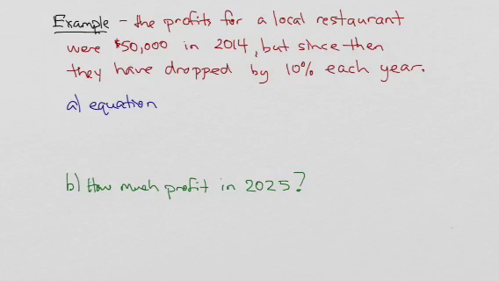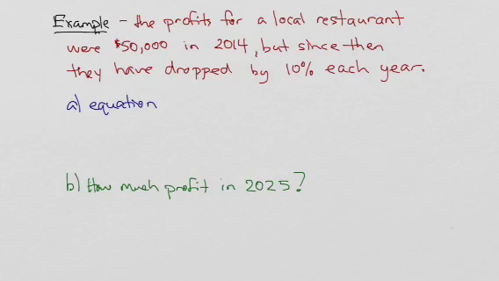All right, let's try one more. It says the profits for a local restaurant were $50,000 in 2014, but since then they have dropped by 10% each year. So they're not getting as much business as they used to. So let's see what the equation would be first off. Then we'll find out how much the profits would be down the road.